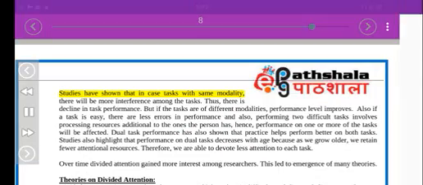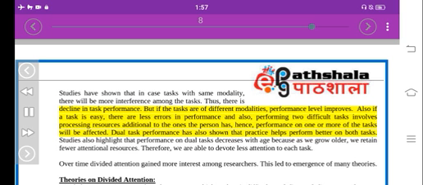Studies have shown that in case of tasks with the same modality, there will be more interference among the tasks. Thus, there is a decline in task performance. But if the tasks are of different modalities, performance level improves. Also, if a task is easy, there are fewer errors in performance, and performing two difficult tasks involves processing resources additional to the ones the person has. Hence, performance on one or more of the tasks will be affected. Dual task performance has also shown that practice helps perform better on both tasks. Studies also highlight that performance on dual tasks decreases with age because as we grow older, we retain fewer attentional resources. Therefore, we are able to devote less attention to each task.